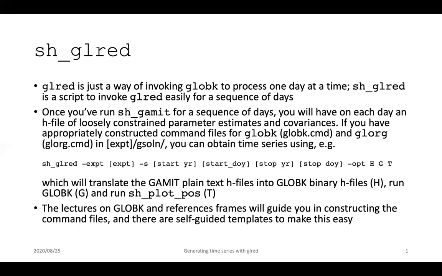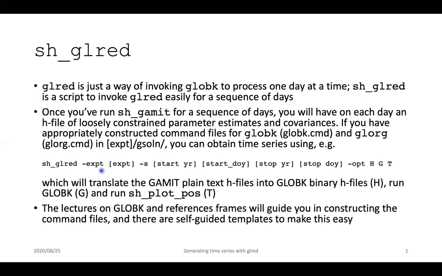If you've constructed your command files previously, sh_gamit had a series of command files that were useful to have. sh_glred runs in much the same way. The command files that you need to have constructed properly for the script to run automatically are the globk command file, globk.cmd, and the glorg command file, glorg.cmd. For both of those, we provide a template in gg/tables, so you can copy that template and make changes as you need to. Generally, we will put them in the experiment gsoln directory, and then you can run sh_glred to obtain time series, for example, in the following way.